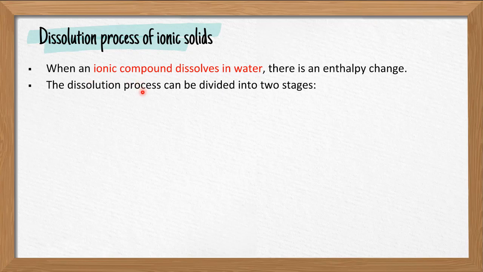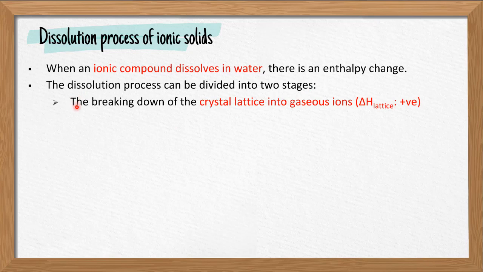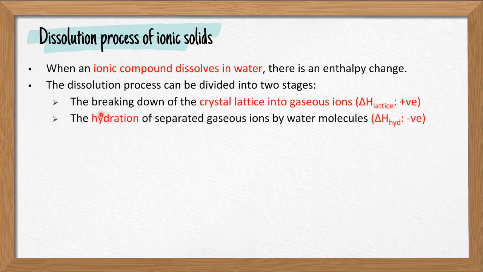This solution process can be divided into two stages. The first step involves breaking down the crystal lattice into gaseous ions, and the breakdown process requires energy. Therefore, it has a positive enthalpy change, and we call it the enthalpy of lattice, or lattice energy. The second stage involves the hydration of separated gaseous ions by water molecules. We recall that enthalpy of hydration releases energy, therefore the enthalpy is negative in value.